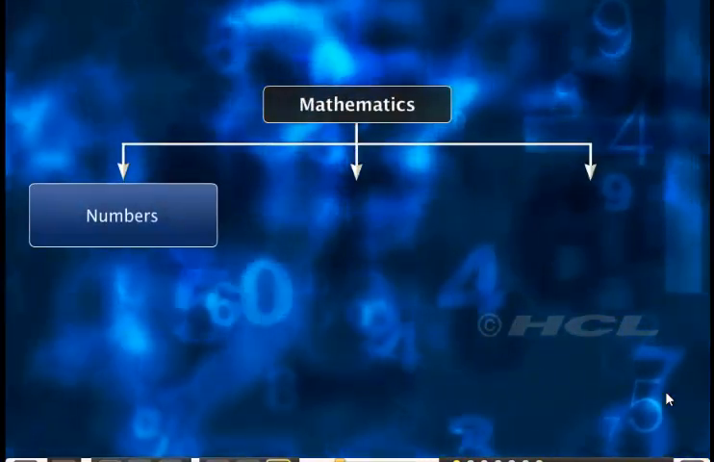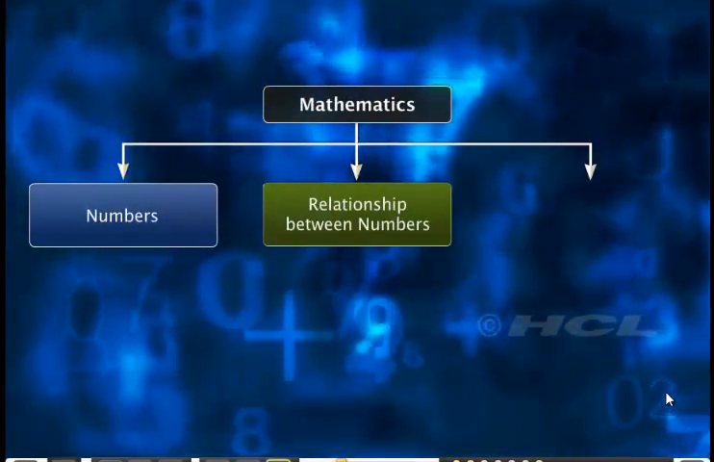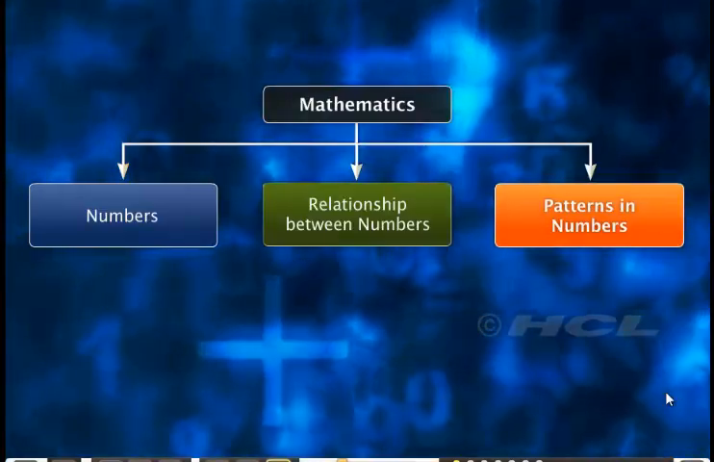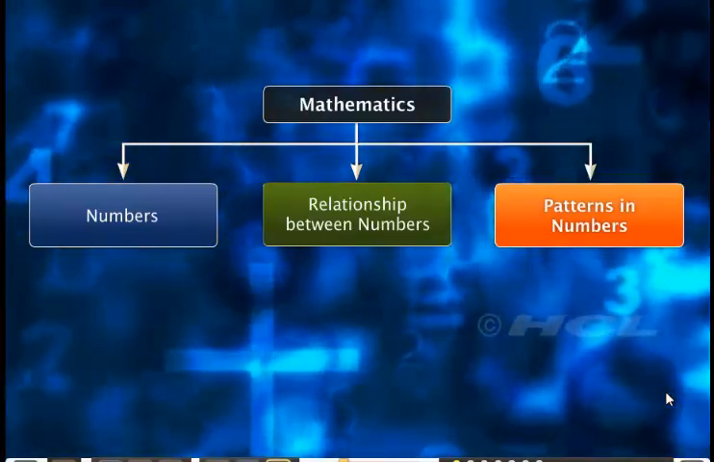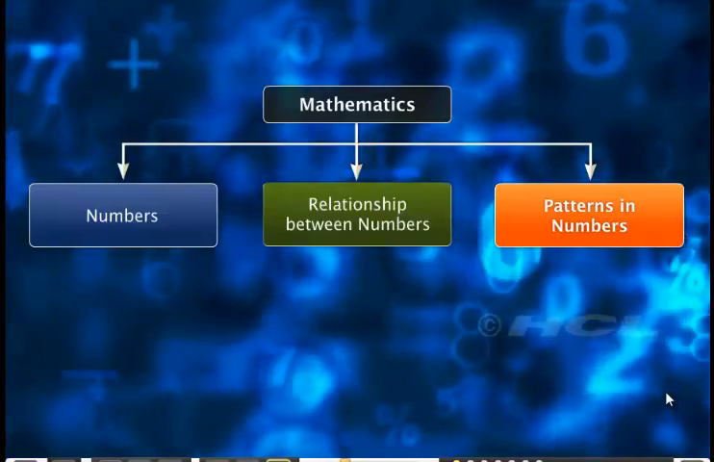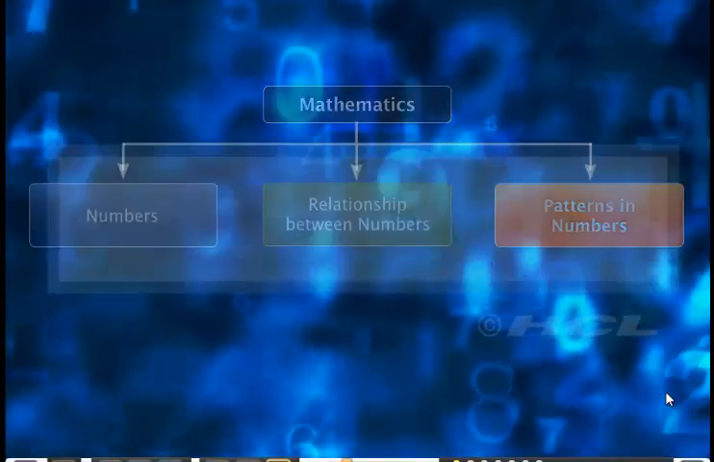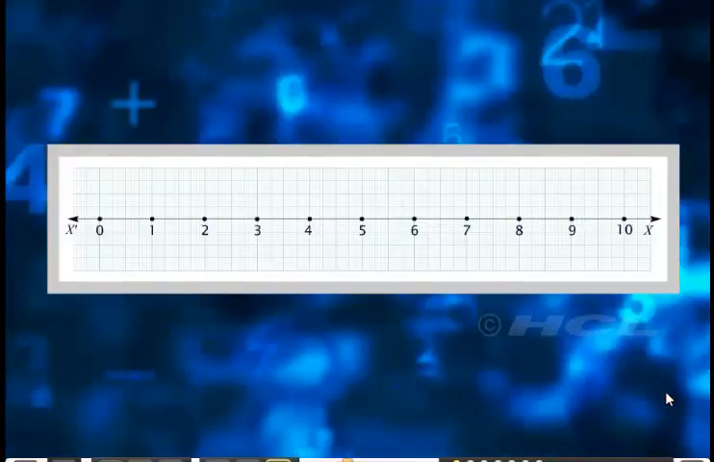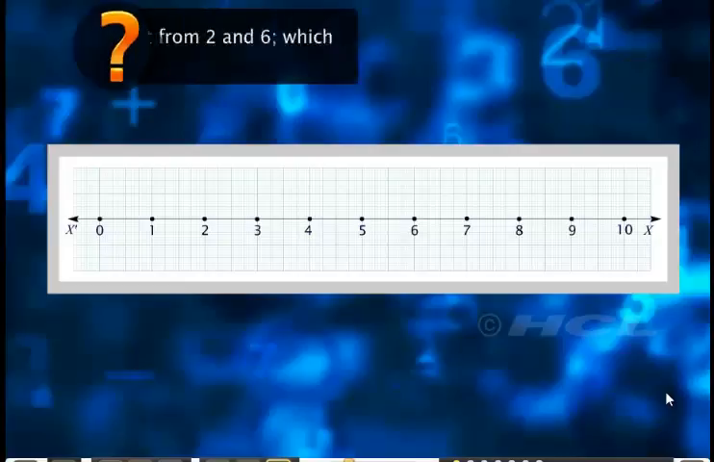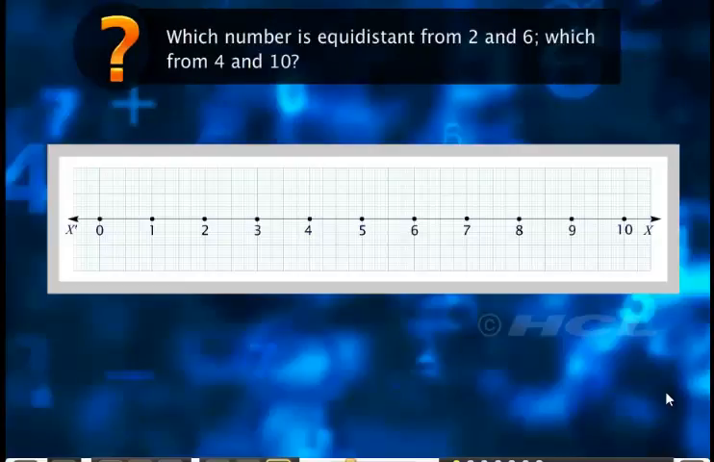Mathematics is the study of numbers, the relationships between them, and the patterns they make. Some patterns can be unraveled by plotting the numbers on a number line. Plot some numbers on the number line as shown. Can you work out which number is equidistant from 2 and 6, which from 4 and 10?